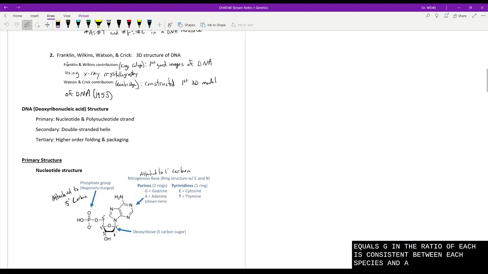And Franklin and Wilkins did the X-ray crystallography. Remember, Franklin didn't get credit for that crystallography. Watson and Crick then designed the structure of DNA and got the Nobel Prize for that.